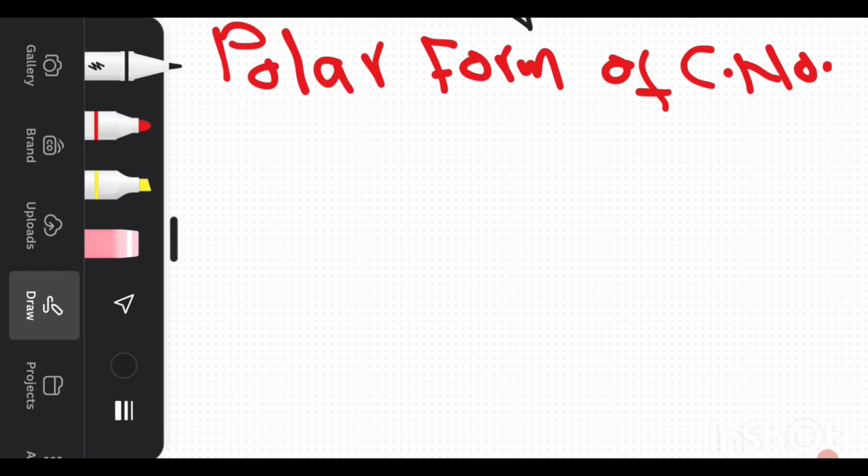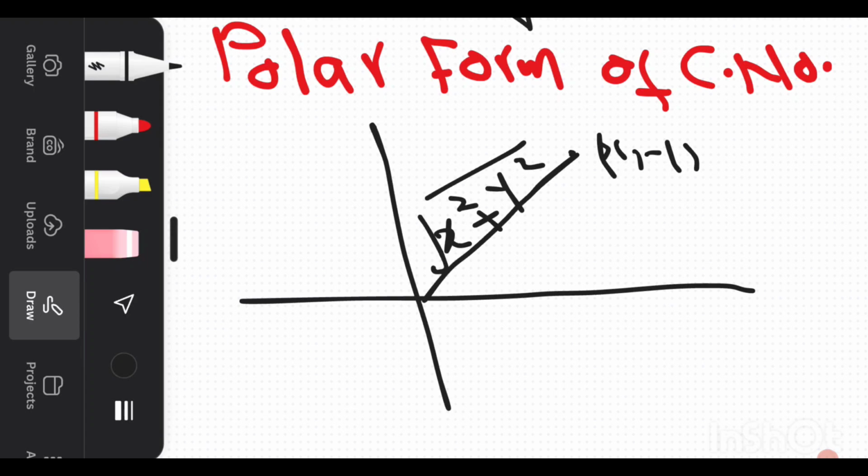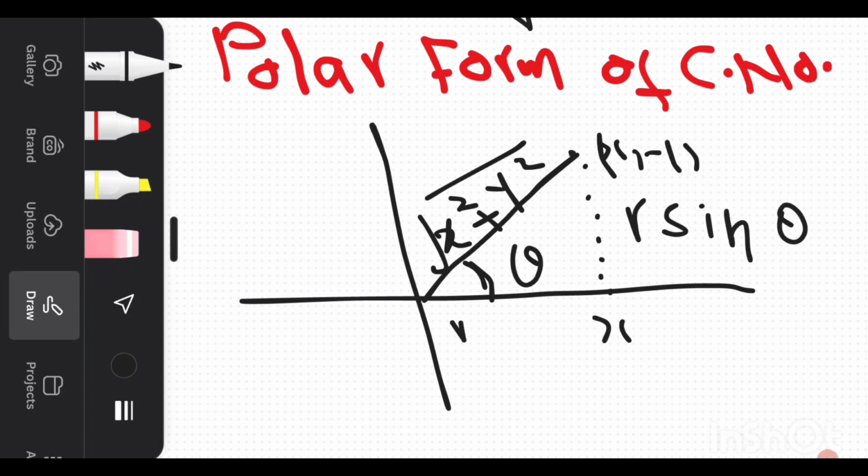Next is polar form of complex number. Again we have the Cartesian plane here. Here is the point where x and y exist, and this is the modulus of complex number, which is x square plus y square whole under root, and here is some value of x, similarly here is some value of y. Okay, so this is theta. The opposite side of theta will always be equal to r sine theta, and the base will always be equal to r cos theta.